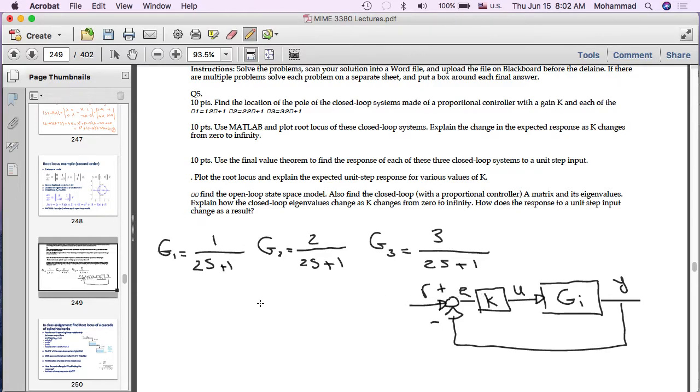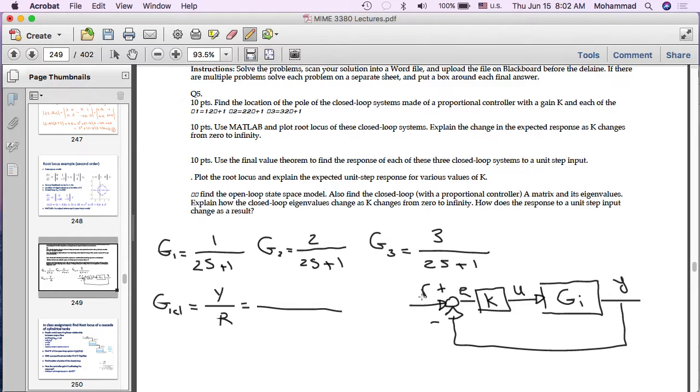So the first step is to find the closed loop transfer function with each of these three open loop transfer functions. Let's call the first one G1 closed loop. What G closed loop means is the ratio of Y over R. So we are trying to simplify the entire feedback loop with a single transfer function. The input is R, the output is Y. So we apply the golden rule here.